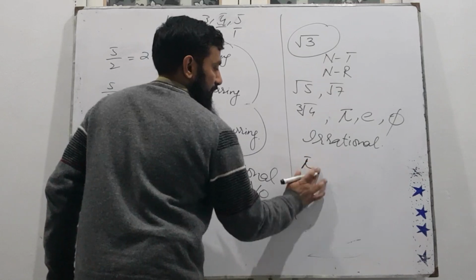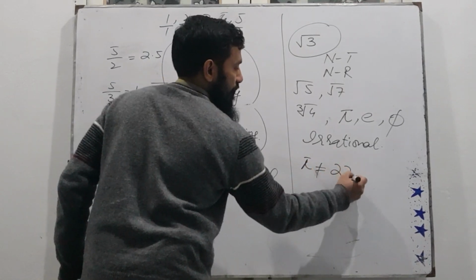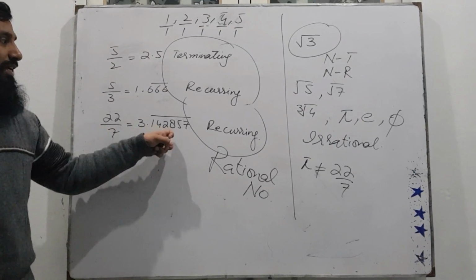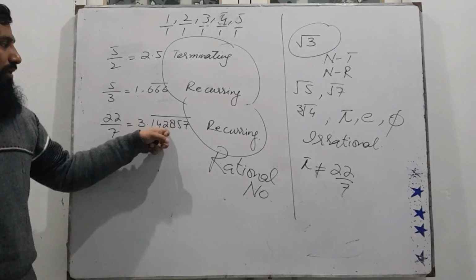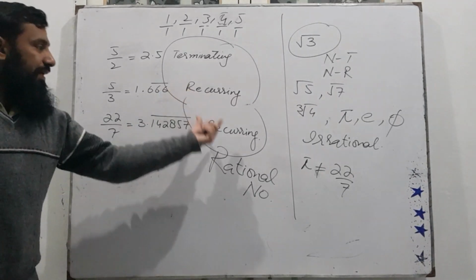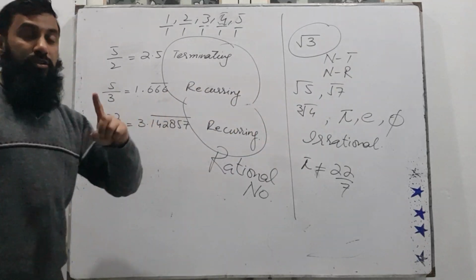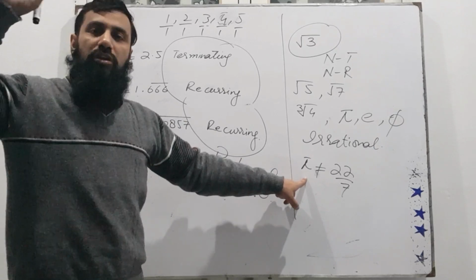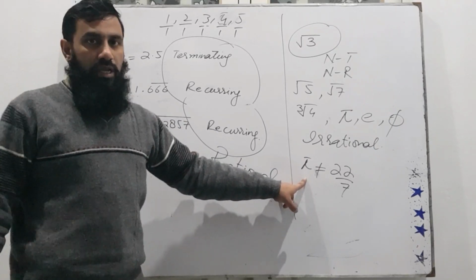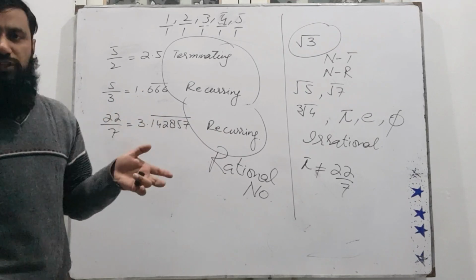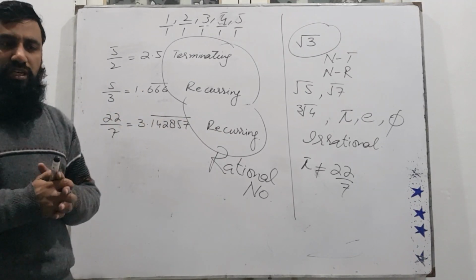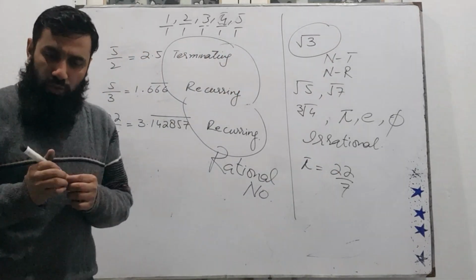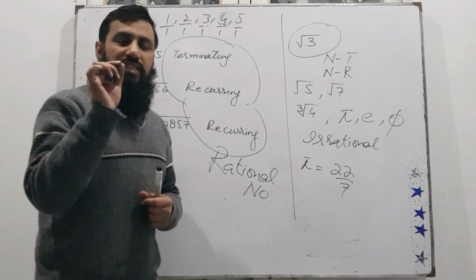The value of pi is not equal to the value of 22 by 7. Because when we solve 22 by 7, it gives a recurring decimal, 3.142857, and it will repeat again and again. But the value of pi is 3.14159 and so on, and it will not repeat or terminate. So there is a confusion. In lower classes the teacher might have told you that the value of pi is equal to 22 by 7. It was only for the sake of simplification.